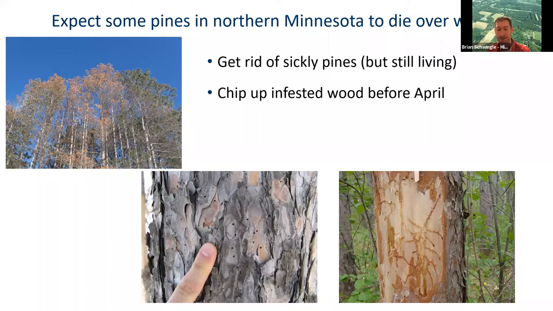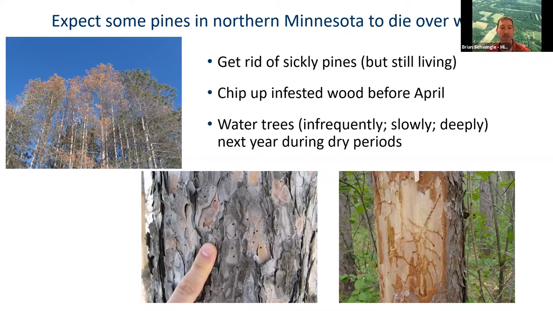If they're sickly, if half their crown's dead, or if their crown is very unhealthfully thin, cut them down this winter, get rid of them before April, chip up the wood. If you're able to do that before April, you've eliminated a food source for bark beetles in 2022. The main bark beetle of our pines, Ips pini, also Ips grandicollis, they overwinter in the duff. So it's not like you can get rid of infested trees over the winter. You basically remove their food source for the next year.